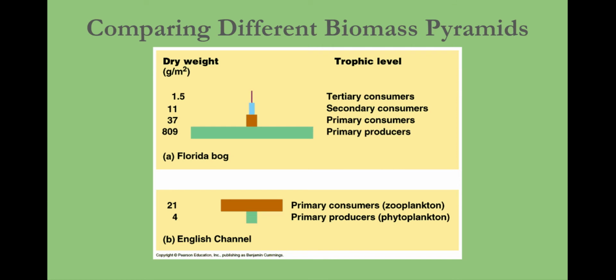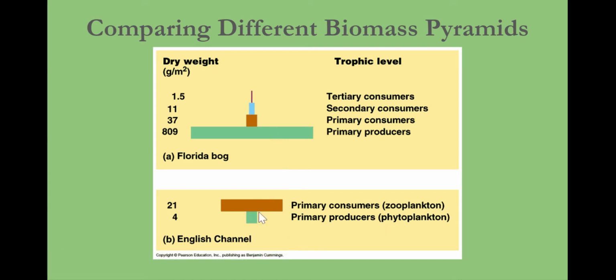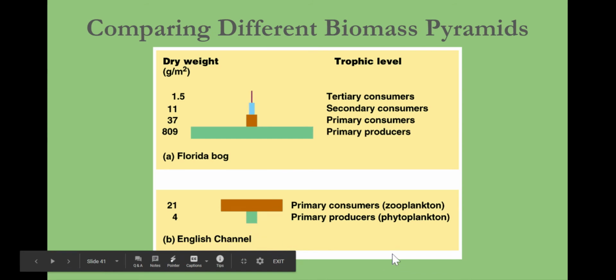So looking at two different biomass pyramids. This was the example that I just showed you, and this was one on the previous slide. For example, it could be from the English Channel. So water again, we're looking at a body of water. The primary producers' biomass is much smaller than the primary consumers'.